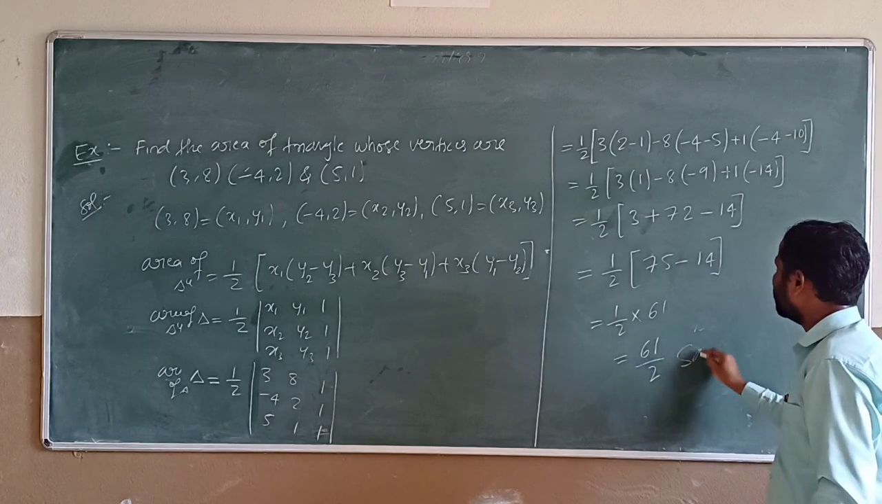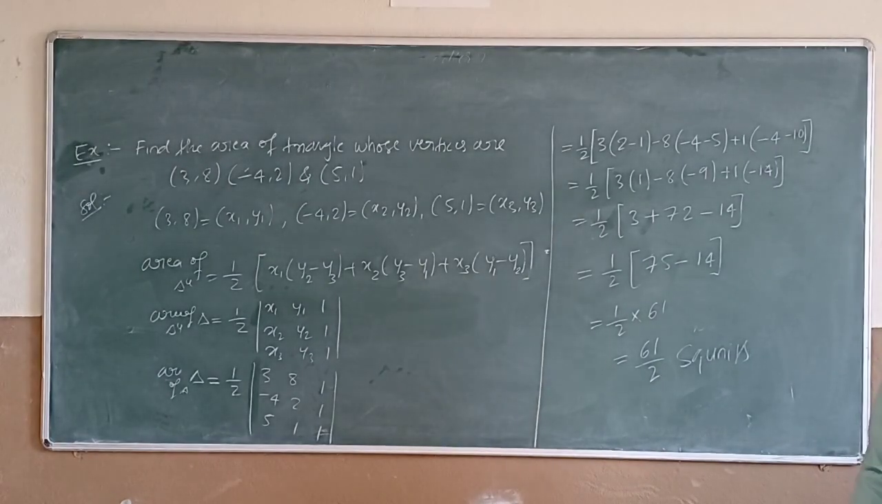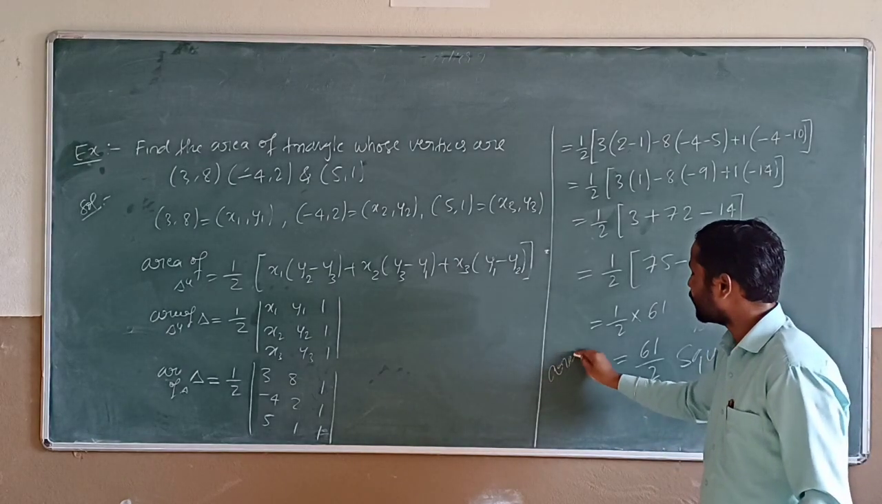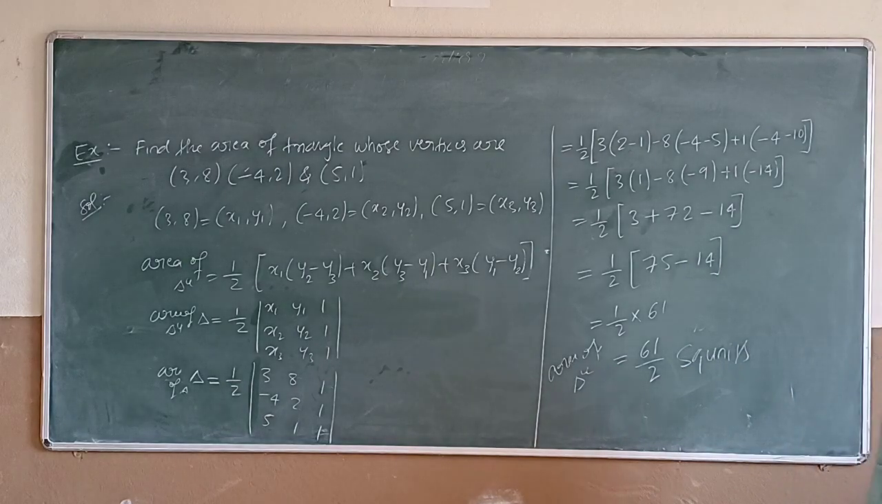Write it down in square units now, because the area is always in square units. So therefore, that is the area of the triangle. Area of the triangle for the given question is 61 divided by 2 square units now. Okay, right.